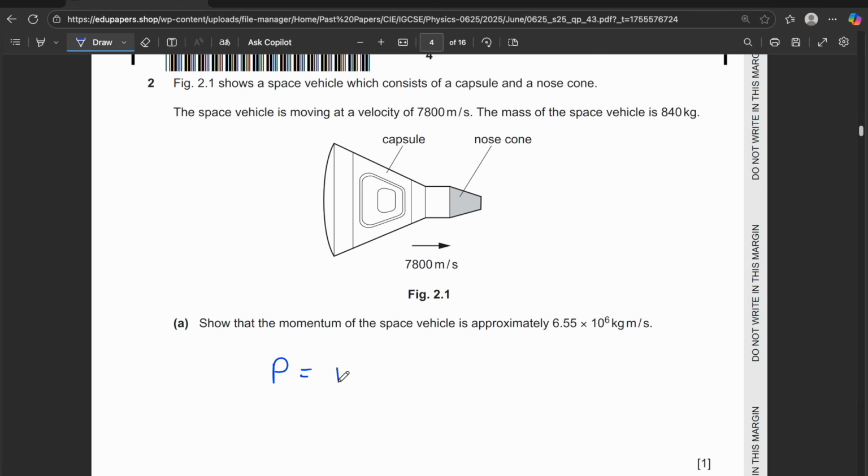So momentum is just mass into velocity. You can plug those in to the equation. Mass is 840 into velocity is 7,800. If you do that, you get 6552000. So just write that as the given one.